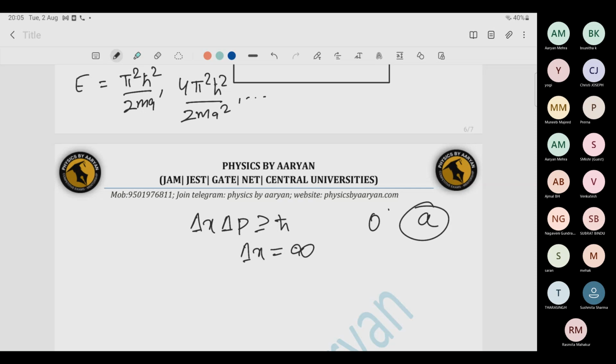Your n cannot be 0, because if n is 0, energy is 0. If energy is 0, momentum is 0. If momentum is 0, uncertainty in x is infinite. So how many of you understood this? How many of you will be able to answer this question in an interview? Why n cannot be 0? This is a direct question which is asked in the interview. So did you all understand?